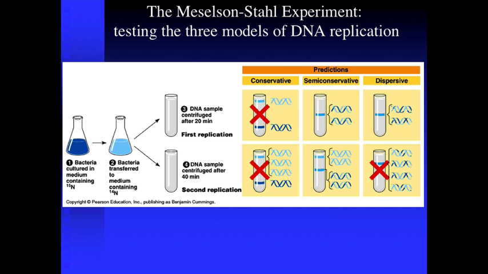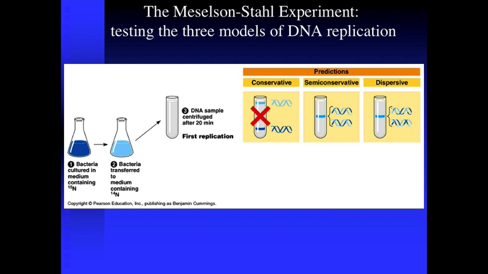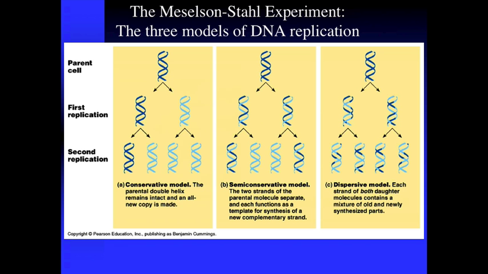So let's consider the three different models for DNA replication. I'm going to go back here. Let's consider the three models. Conservative, semi-conservative, and dispersive. Starting with the same. We've grown them for a long time on heavy nitrogen. We run it down. All tubes are going to look like this, a heavy band.